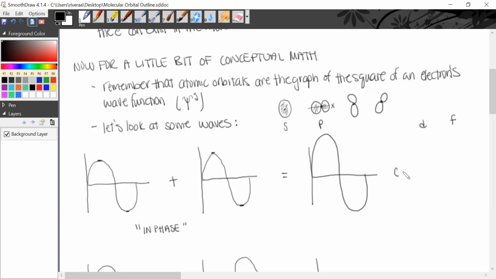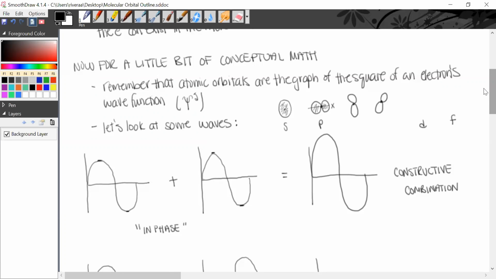This is what we call constructive combination. And again, don't get too theoretical, bring it back to what we know. This is representing the wave function of one hydrogen 1s, and this is the wave function of another hydrogen 1s. When we combine those waves, we get one bigger wave.